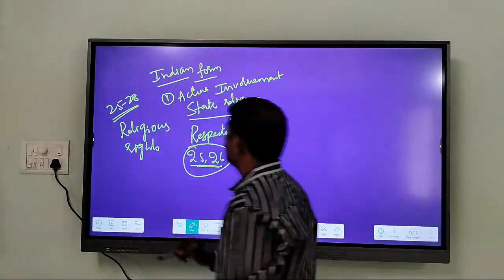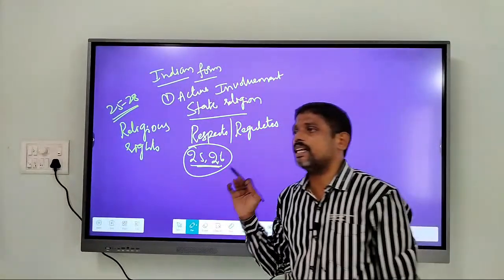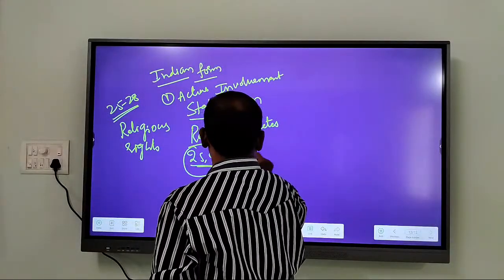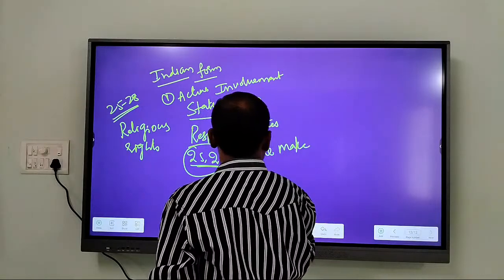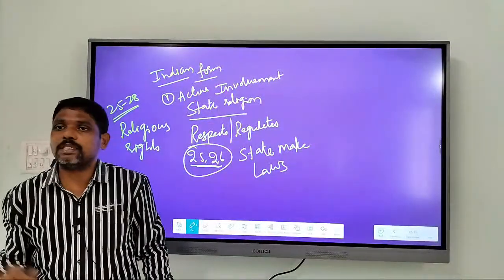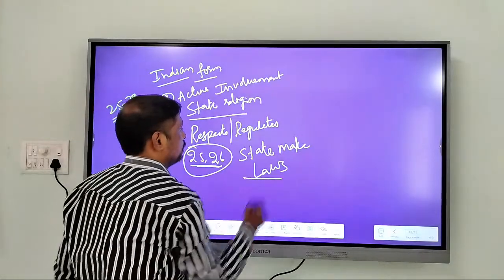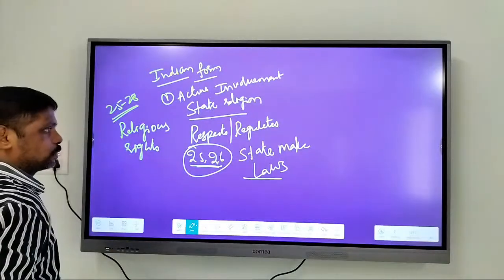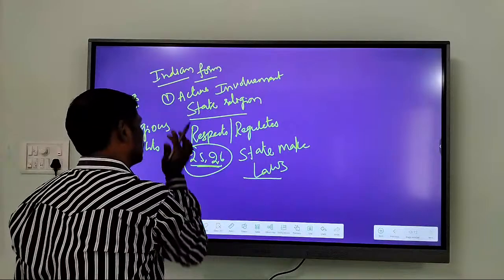In both Article 25 and Article 26, there is a clear provision that the state can make laws for the purpose of regulating religion. This is clearly mentioned in the Indian Constitution. That is, the state can regulate and there is state involvement.